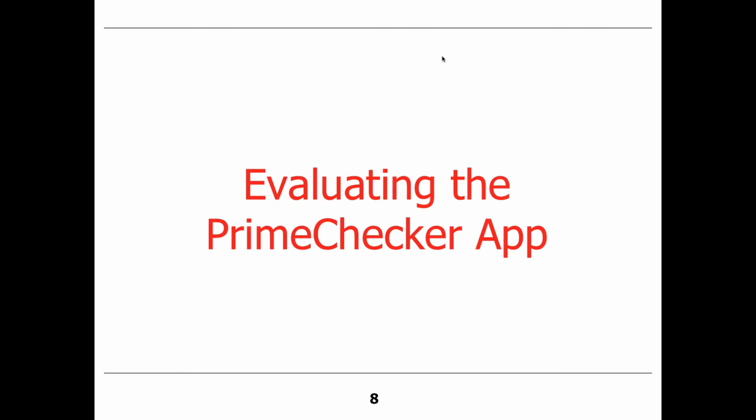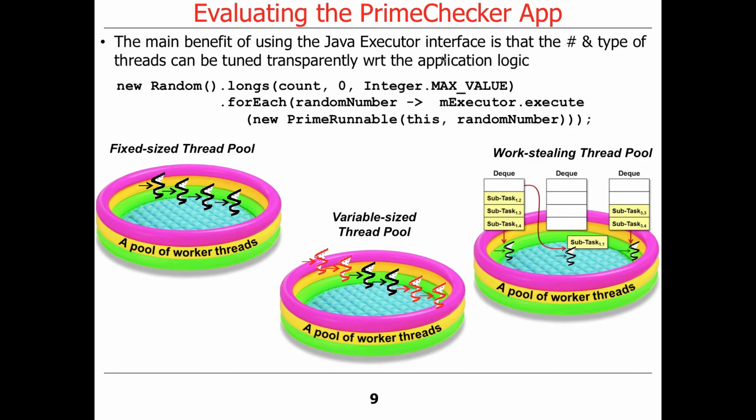So now that we looked at the code, let's go back and evaluate this app and talk about what's good and bad about it. So the good part, and the reason for using the executor interface at all, is that the number and the type of the threads can be transparently tuned with respect to the rest of the application logic. So here's the application logic. This is what main activity was doing. And under the hood, we could have chosen all kinds of different thread pools with different numbers of threads and so on. Those things could have been done in different ways, but this piece of code here wouldn't care, because we've decoupled the interface from the implementation. That's the benefit of using the executor interface.